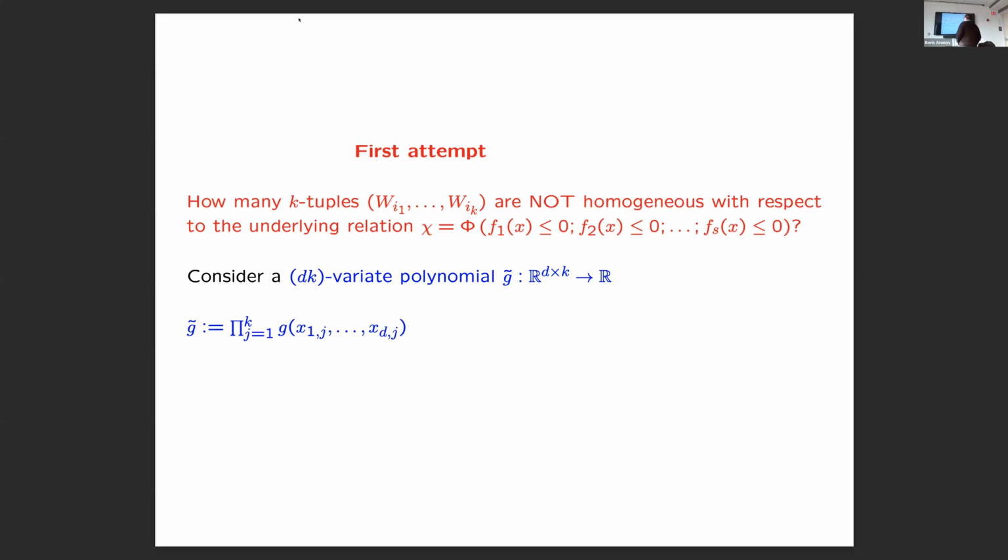So let me explain how you take the d-variate polynomial and you get a d times k variate polynomial. In dimension d times k, you have k d-tuples of coordinates. So you apply the original polynomial g separately to each d-tuple of coordinates. You take the product and you get your polynomial.